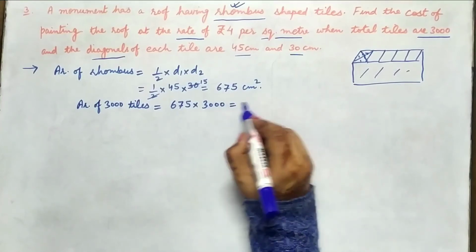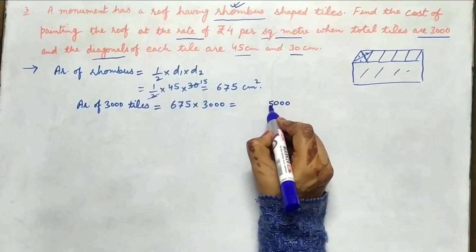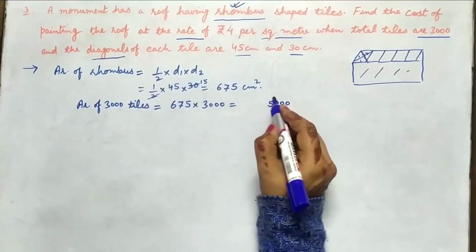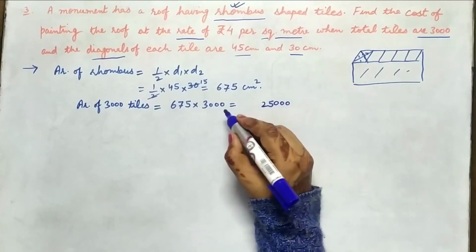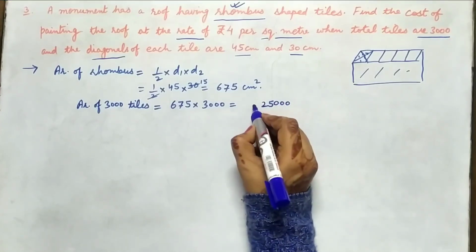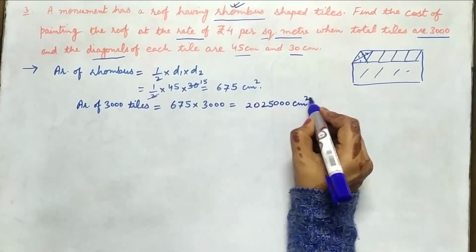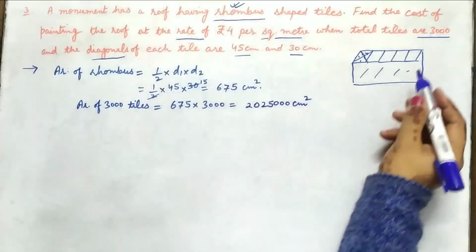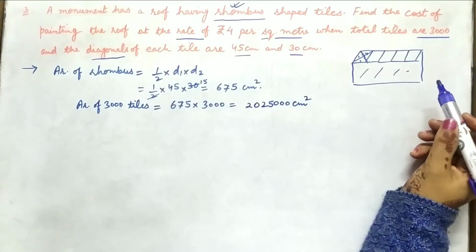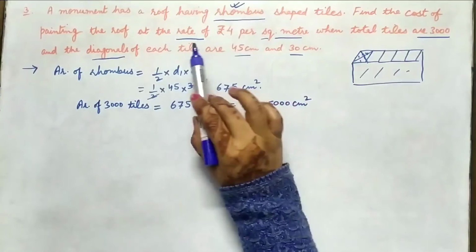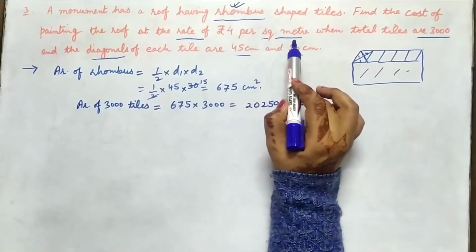The multiplication gives 3 zeros, then 5 threes are 15, 7 threes are 21 and 1, 22, 2 carried, 6 threes are 18 and 2, 20 units. This is the area of total roof. Now we find the cost. The cost or the rate given is rupees 4 per square meter.